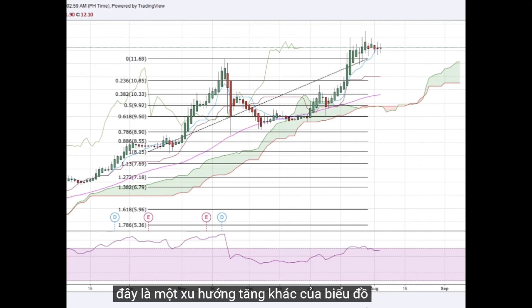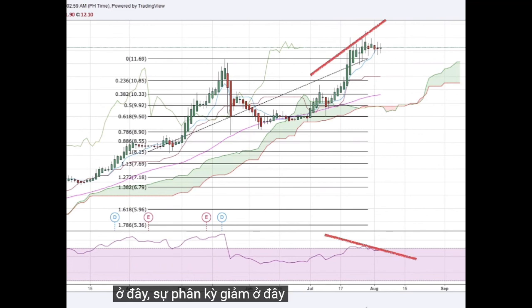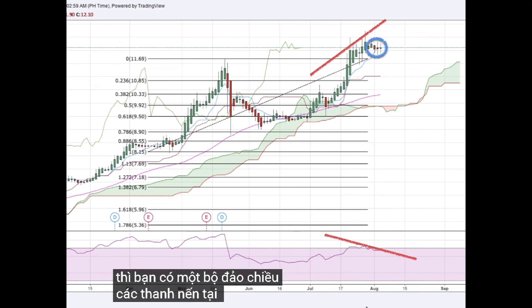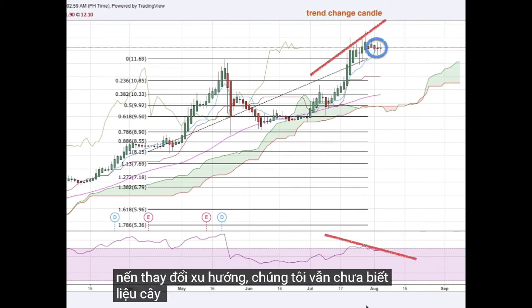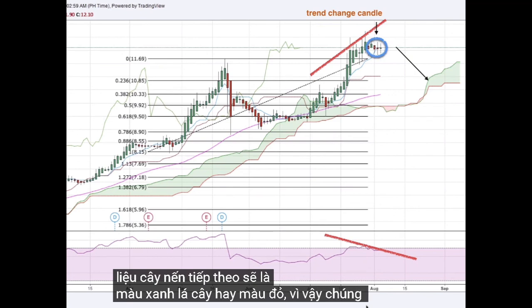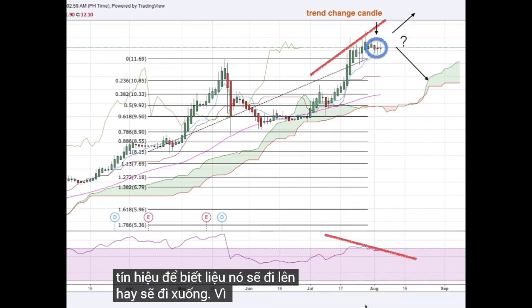Here's another chart. There's an uptrend here, the bearish divergence here. Then you have a set of reversal candlesticks at this area, or trend change candlesticks. We don't know yet whether the succeeding candle would be green or red. So we have to wait for a signal to know whether it will go up or it will go down.